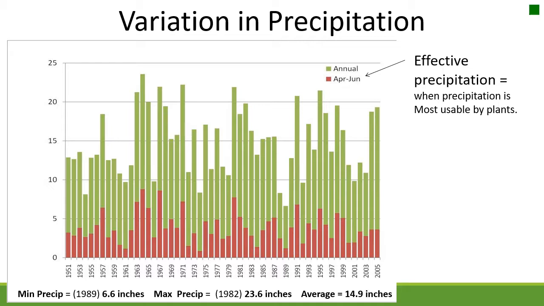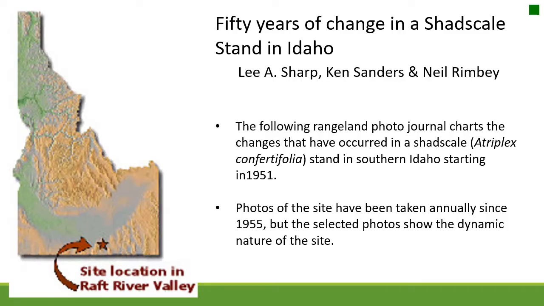Bummer. So this whole figure was actually taken from a study, 50 years of change in shadscale stand in Idaho, by Lee A. Sharp, Ken Sanders, and Neil Rimbey. Basically, there's a site in southern Idaho that they've been following and charting and taking data from, beginning back in 1951. These photos and these measurements have been taken annually since 1955. What I have following this are selected photos, just to show the dynamic nature of this site.